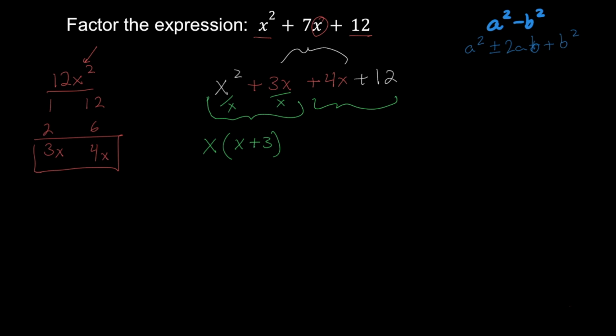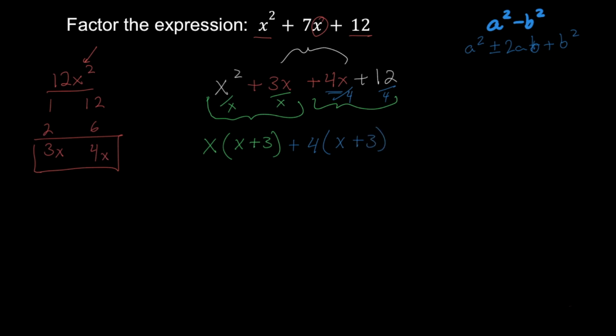I'll do the same thing for the second grouping. What goes into both 4x and 12? Well, 4 goes into both. Because the leading coefficient there is a positive 4, we're going to be pulling out a positive 4. And no variable goes into both terms. So the common monomial is 4, and I'll divide both terms by 4. So 4x divided by 4 is 1x, which is just x, and 12 divided by 4 is 3.